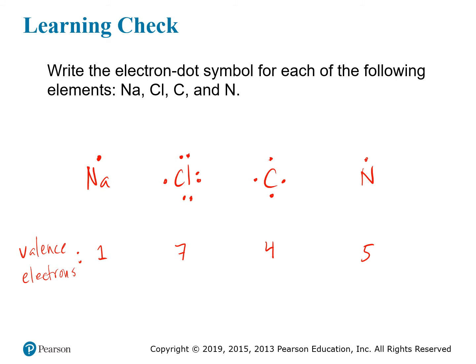Nitrogen, you can start with 1 on each side to get 4, and then you realize that to get the 5th, you have to double it up. So I'll put that one over here. Okay. So these are the Lewis symbols, or the electron dot symbols, for these elements. And it's all based just on knowing the valence electrons, which comes from the group number.